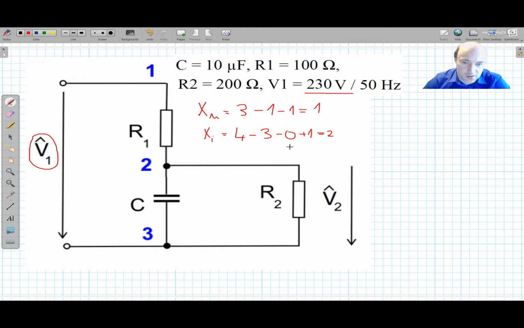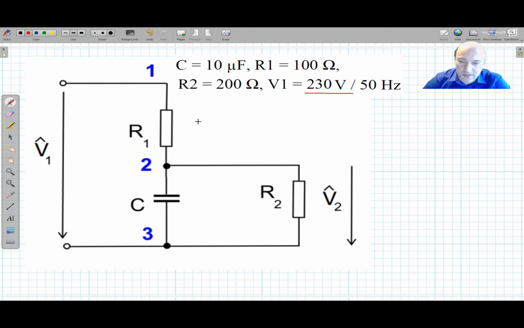So if we would use the mesh method, we would need to write a set of two equations with two unknowns. Obviously this tells us that we will prefer the node method, because this will give us only one equation with one unknown variable. So now let's write the equation for our nodes.